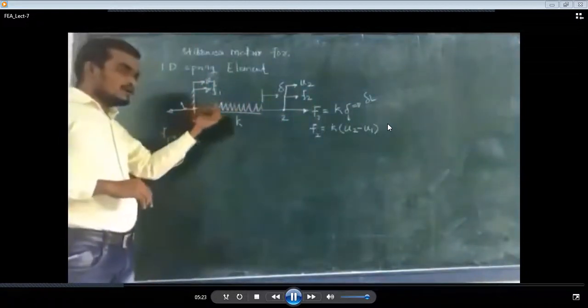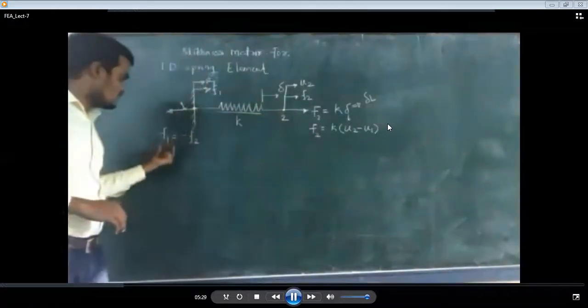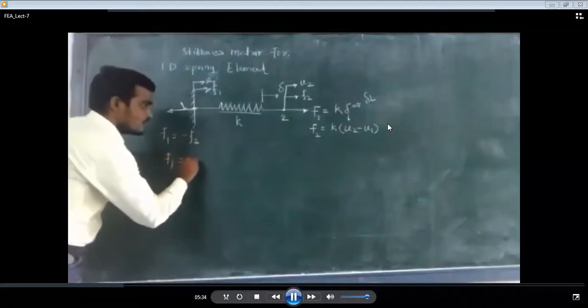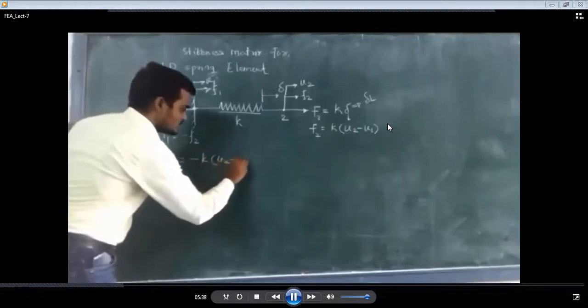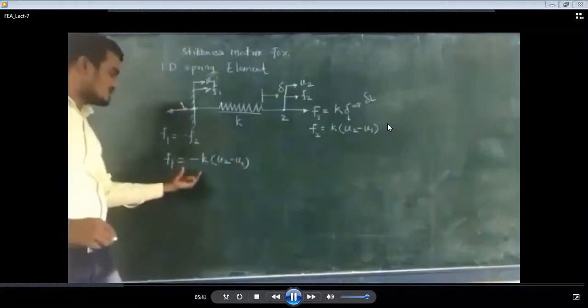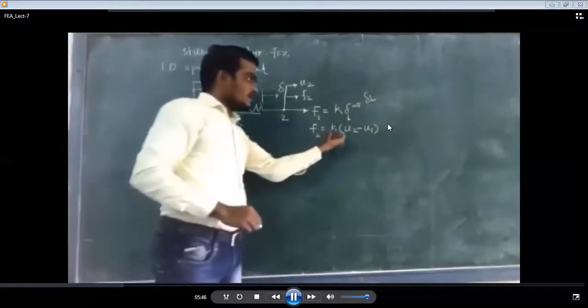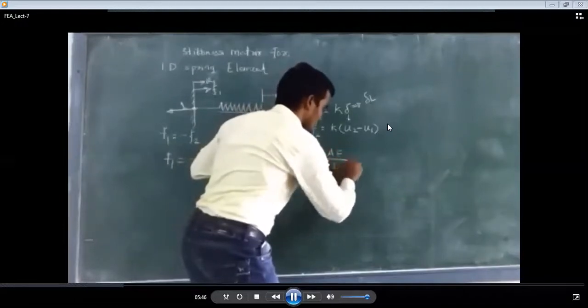So this is F2. F2 is nothing but K times (U2 minus U1), and F1 is nothing but minus F2. Why minus F2? Because we need to keep this spring in equilibrium, so we need to apply the same amount of force in the opposite direction at node 1. So F1 is equal to minus K times (U2 minus U1), and F2 is equal to K times (U2 minus U1).